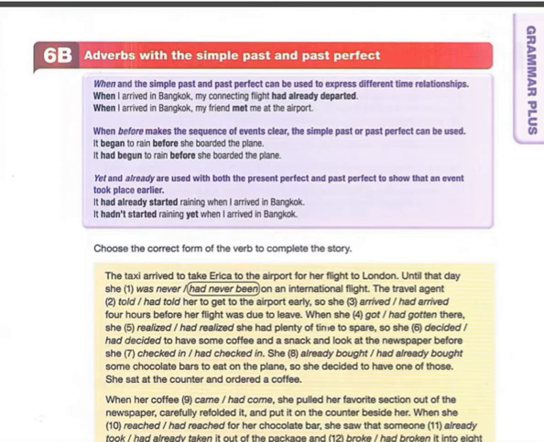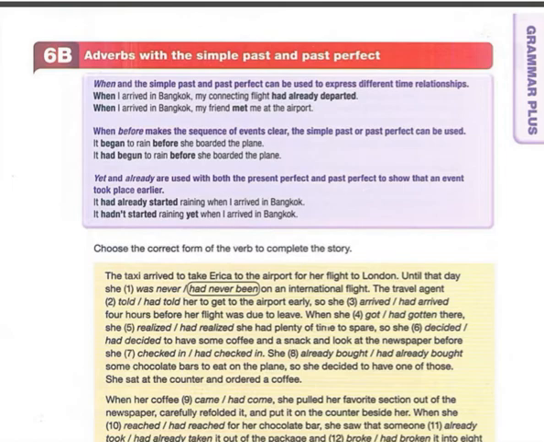When and the simple past and past perfect can be used to express different time relationships. So one event occurs first, then the other one. When and before make the sequence of events clear. The simple past or past perfect can be used too. It began to rain before she boarded the plane.